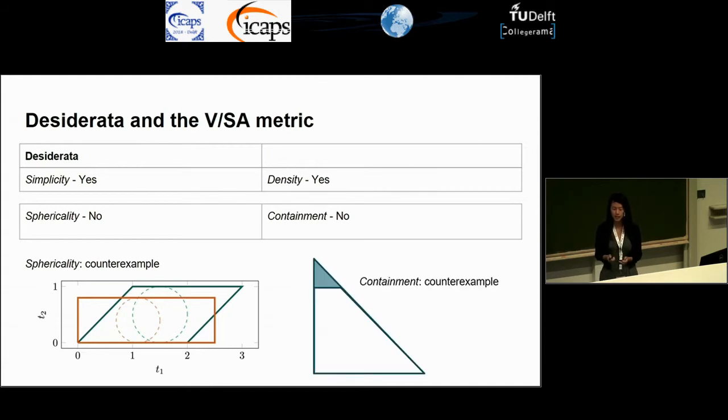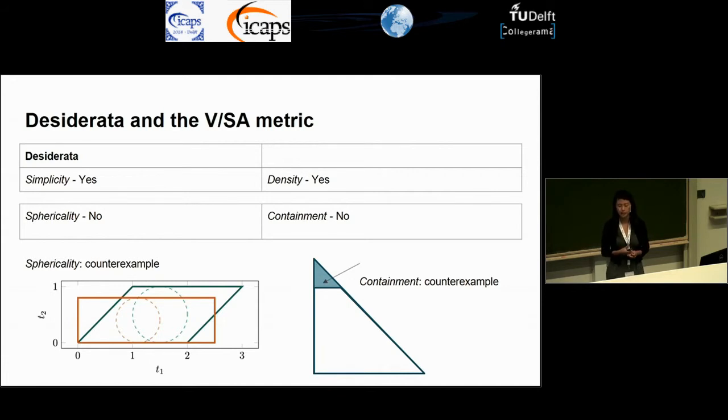We see the same thing in this other counterexample that shows that it doesn't satisfy containment. So in this case, we have two STNs, one of which is a triangle, and the other one is the STN when you chop the top of the triangle off and get this trapezoid shape. So by containment, the triangle should have greater flexibility since it contains the other STN. However, the trapezoid actually has a higher volume to surface area ratio.